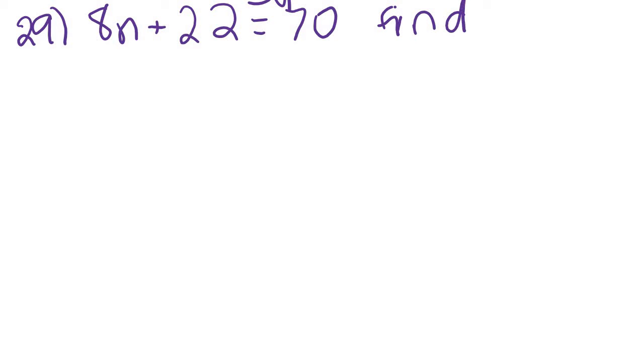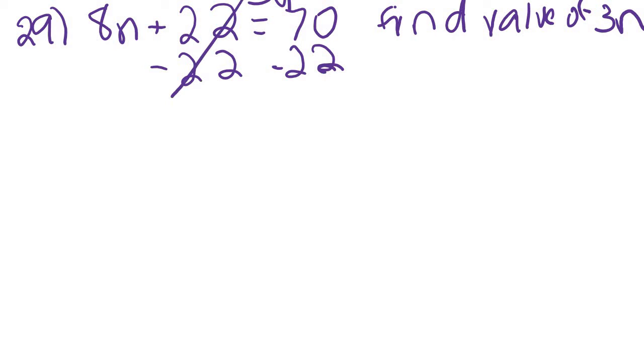So 8n plus 22 is equal to 70. Then they want us to find the value of 3n. All right, so first we gotta figure out what is n. So we're gonna move the easiest Lego first, and that's this 22 right here. That is a plus 22, so we're gonna do minus 22, the opposite. What we do to one side of the equal sign, we have to do to the other.